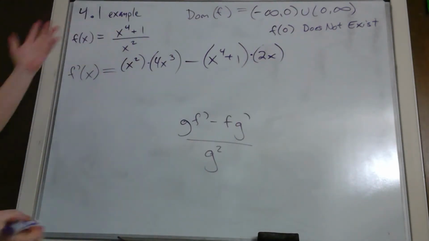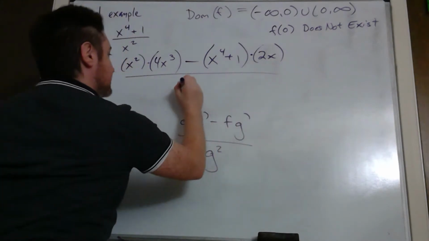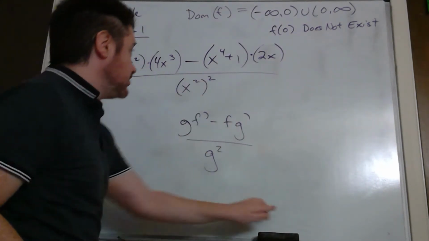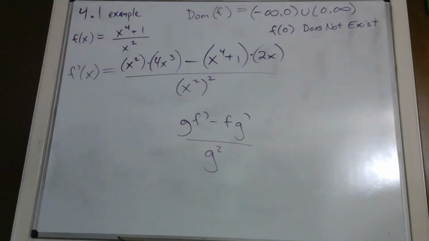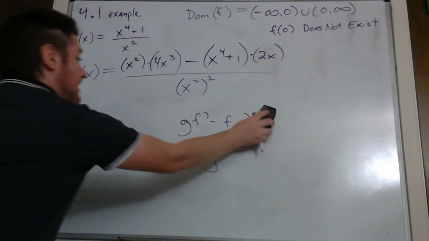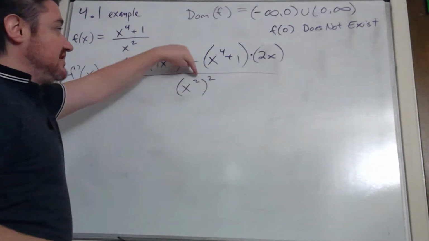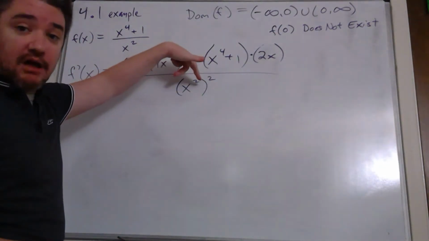Okay? And all over the denominator squared, which is x squared squared, if we want to show it in that detail. Okay? There we go. That's our derivative. But now, of course, we want to clean that up. So x squared squared is going to give me x to the 4th.